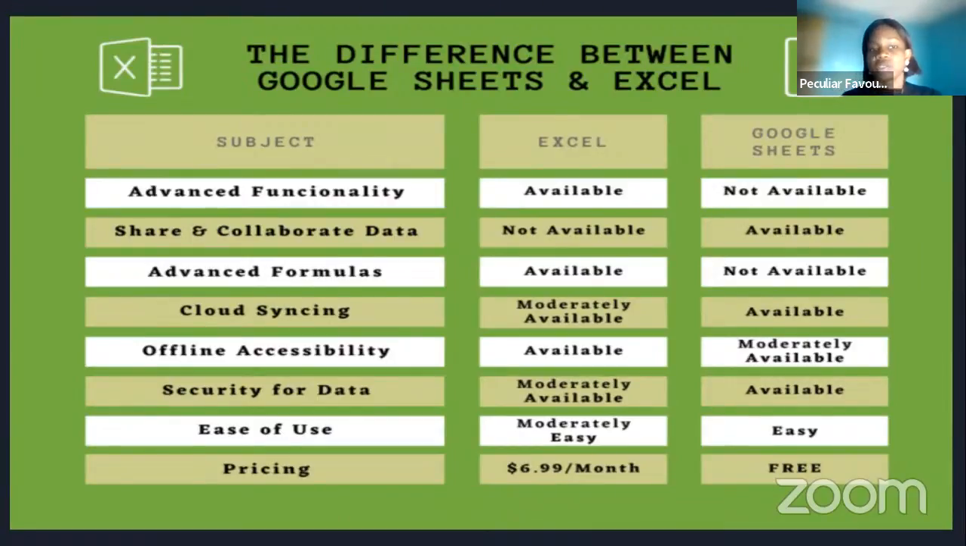Share and collaborate data. For Excel, it is not easy to share and collaborate data. You have to share the file, maybe by sending it through an email. You have to download and send the file document, and you cannot edit it in real time. You cannot work with somebody to make changes to that file at that particular point in time. In Google Sheets, you can make changes in real time through different teams.